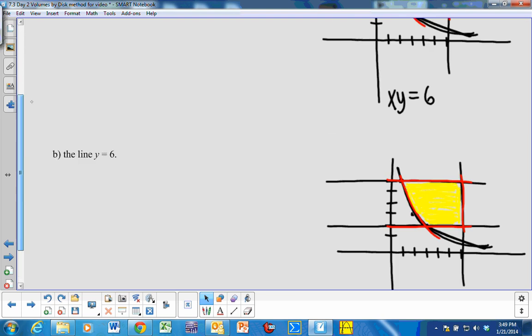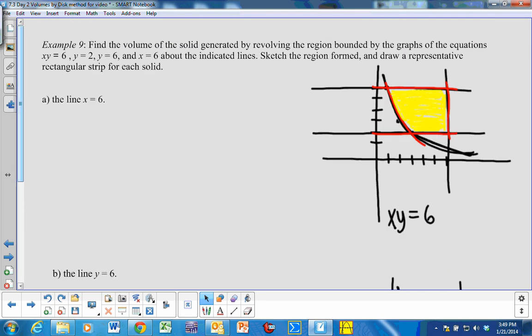Okay, so let's go back up. All right, so here's my graph, and I'm going to revolve it around x equals 6, which is this line right here. So if I'm going to draw my rectangle, it's going to have to be perpendicular to that line. That's what the disk method does, perpendicular. So here is a representative rectangle for revolving around the line x equals 6, which is right here.